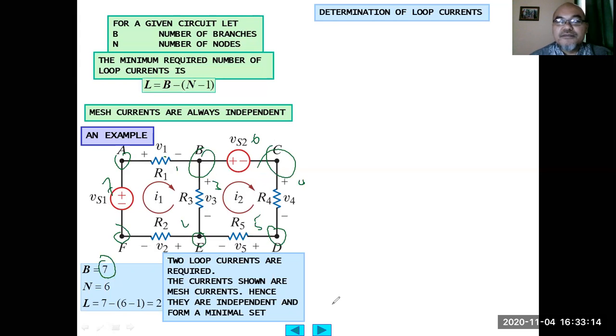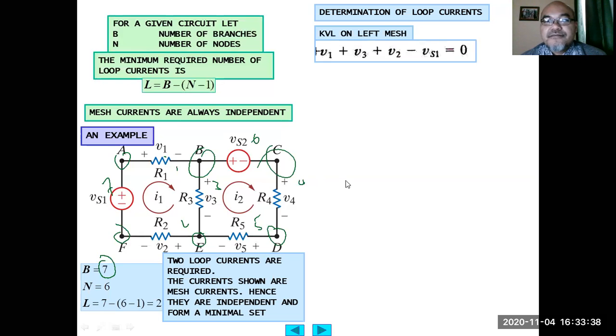We only need 2 loops in order to be able to calculate all the currents inside that circuit. And from there, we can calculate all the other voltages in that circuit. So 2 loop currents are required. The currents shown here are the mesh currents, because they do not enclose each other. Hence, they are independent and form a minimal set of equations.